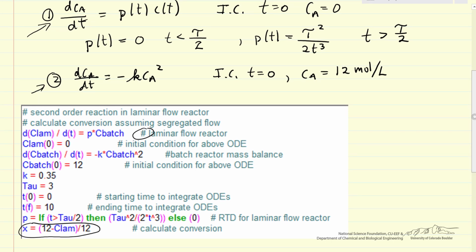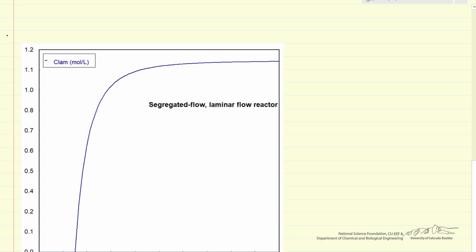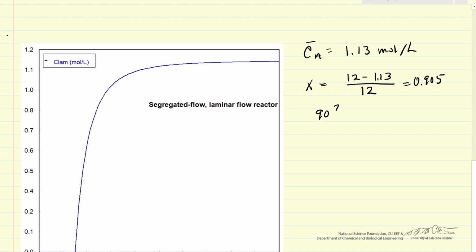Let's look at the plot. You can see I picked the time long enough that essentially the concentration is constant. If I read off the tables in Polymath, I can get an accurate value for that concentration, and that value is 1.13 moles per liter. So the conversion is the entering value, 12, minus the exit value, over the entering value, 0.905. So we would say 90% conversion in this laminar flow reactor with segregated flow.